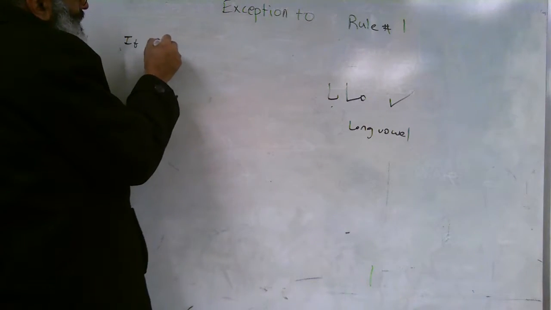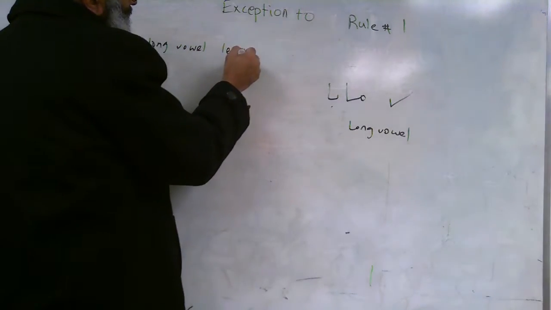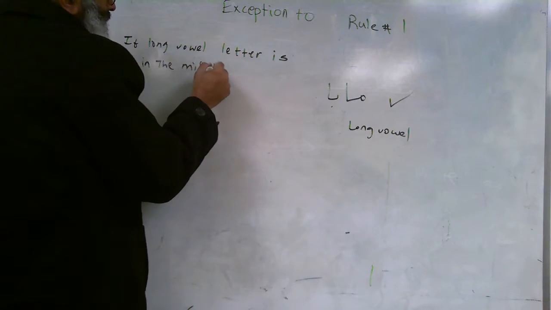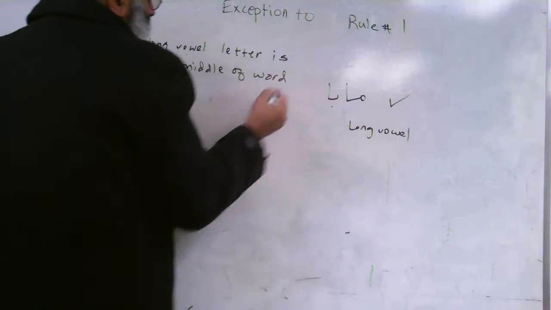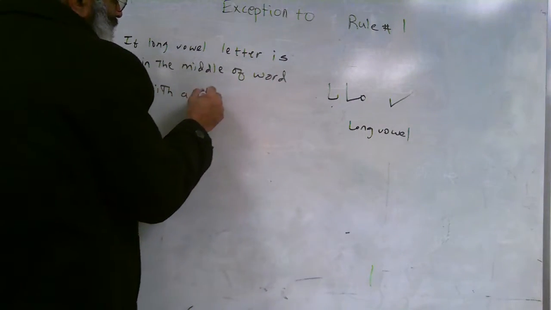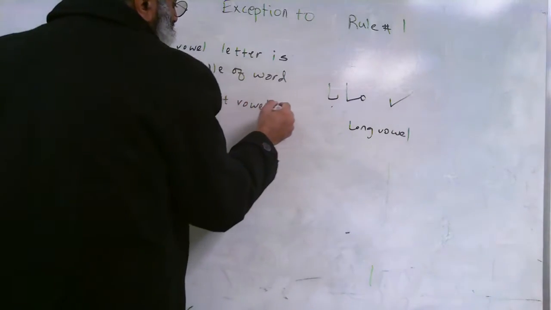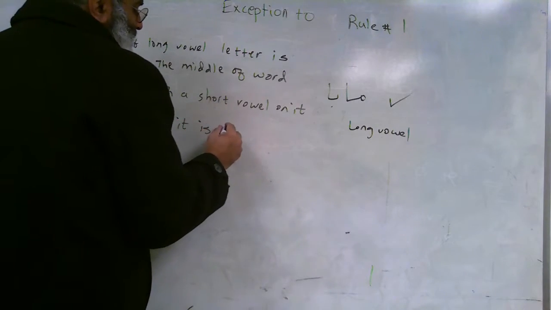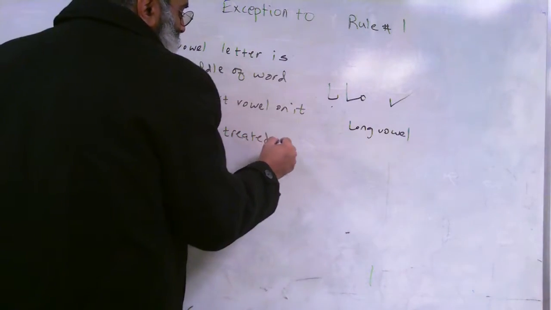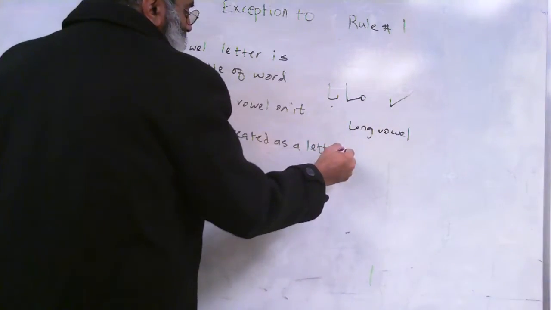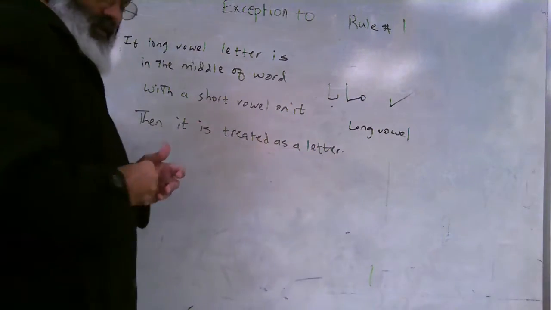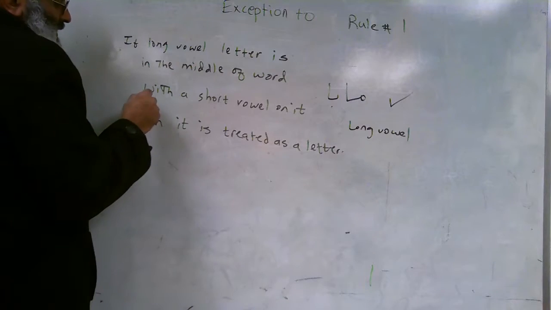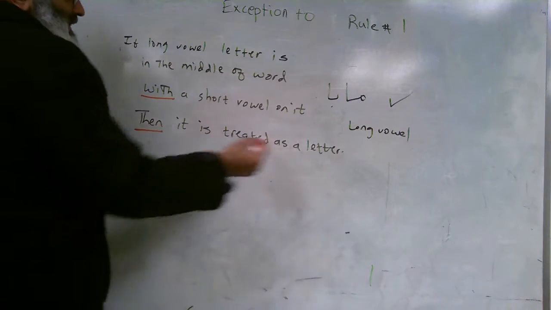If a long vowel letter is in the middle of the word, with a short vowel on it, then it is treated as a letter. Page 5 of the white book has the examples of this. So if a long vowel letter is in the middle of a word with a short vowel on it, then it is treated as a letter.